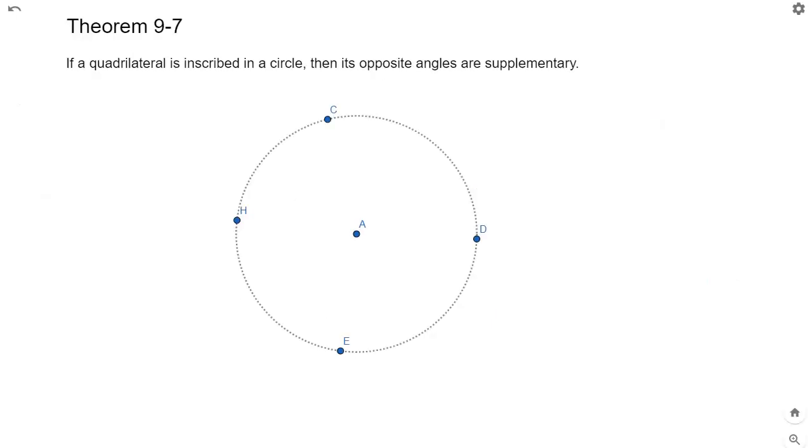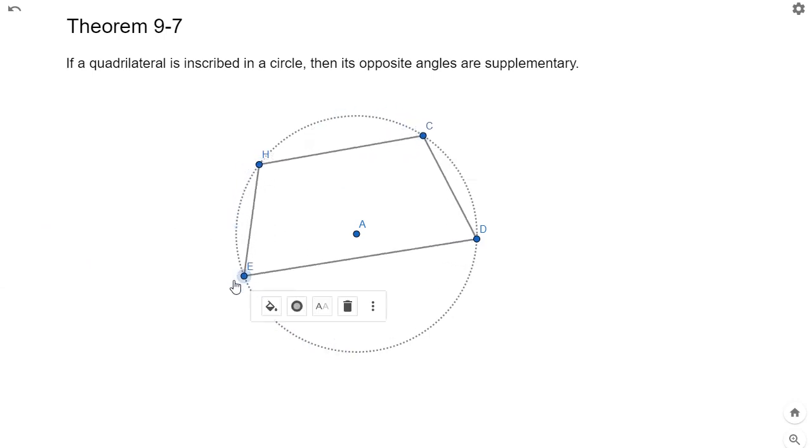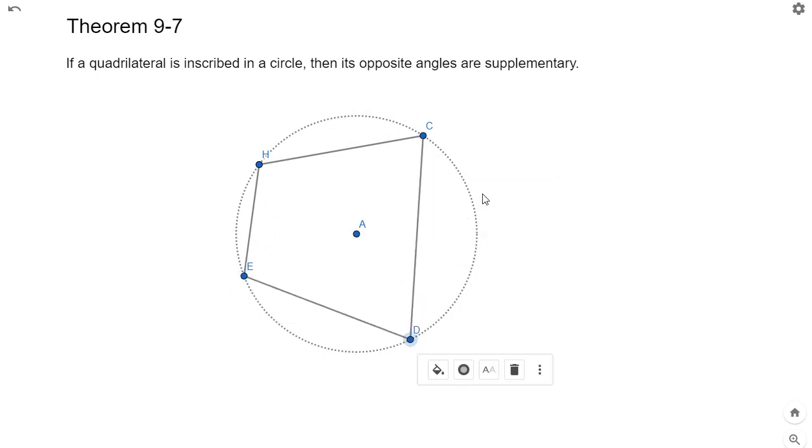Theorem 9-7. If a quadrilateral is inscribed in a circle, then its opposite angles are supplementary. So if we have a four-sided figure, then opposite angles will be supplementary to each other. They will add up to 180 degrees. I'll go ahead and create a four-sided figure by connecting 4 points on the circumference of a circle. There's nothing special about this figure, but we are supposed to get that opposite angles will be supplementary. So let's show the measure of angles D and H.